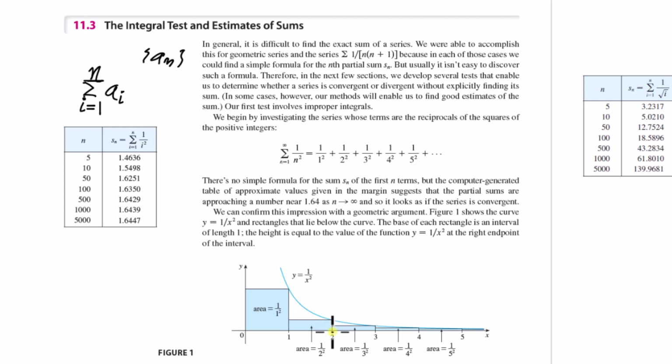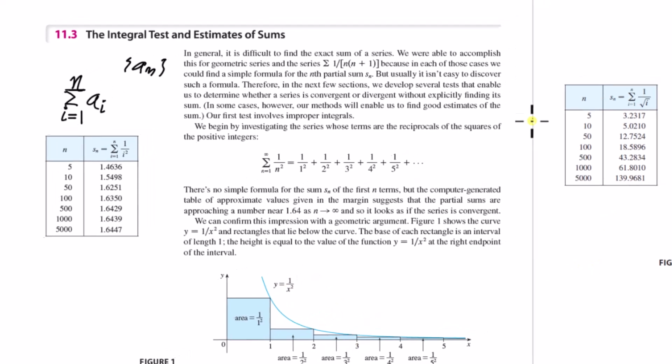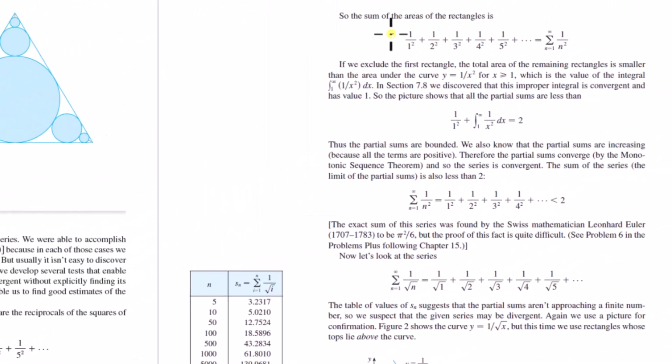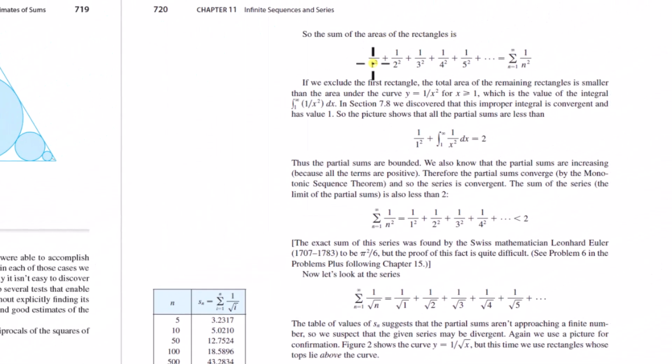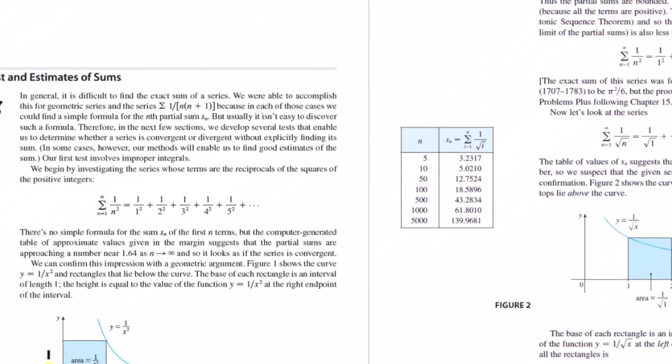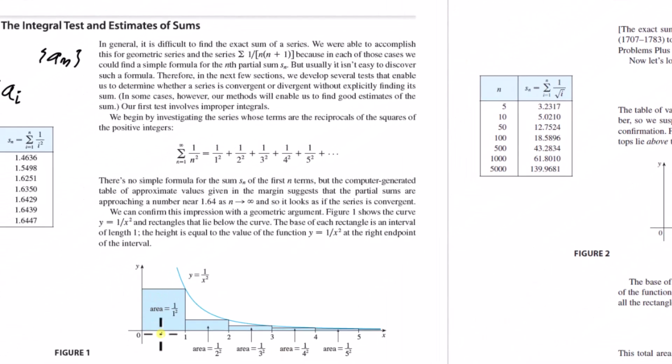So the height of this rectangle is this function evaluated at 2. The height of this rectangle is 1 over x squared evaluated at 3. It says the sum of the areas of the rectangles is 1 over 1 squared plus 1 over 2 squared plus 1 over 3 squared, which is the sum from n equals 1 to infinity of 1 over n squared. So if we come back, each of these has base length 1, so the area is just the height of the rectangle, which is 1 over the right endpoint squared.